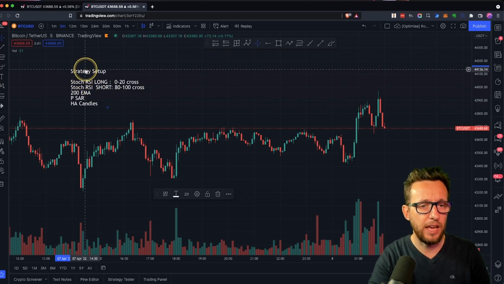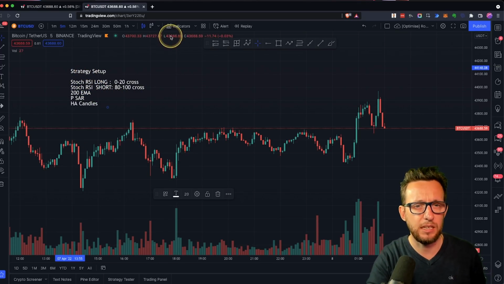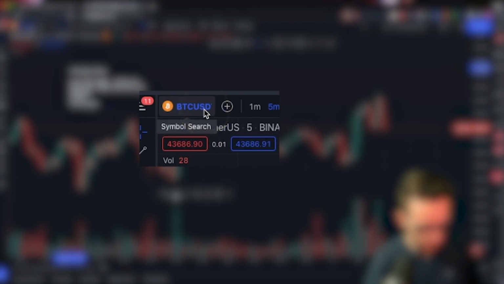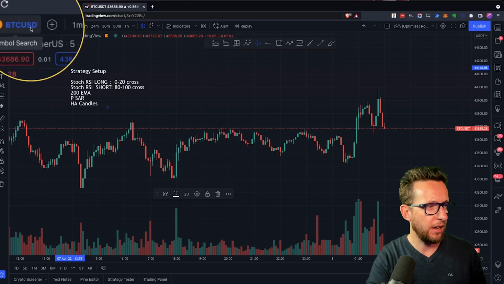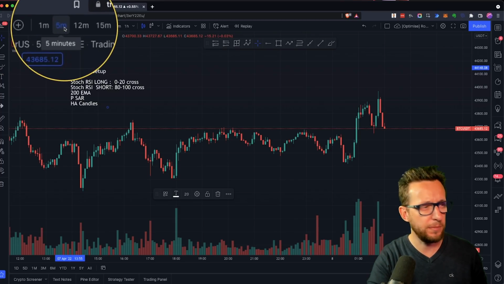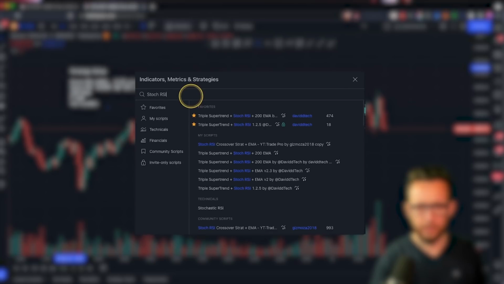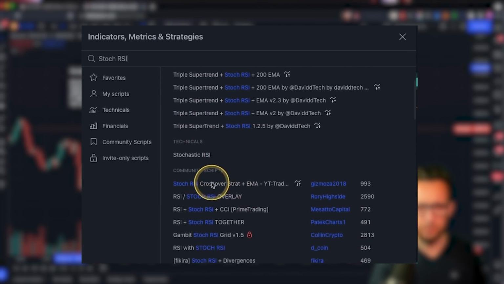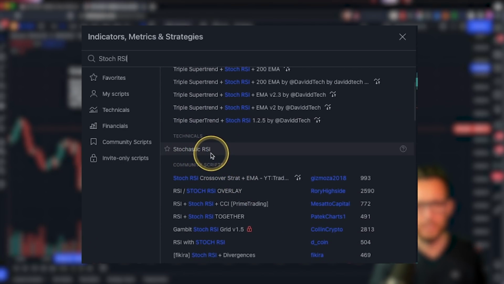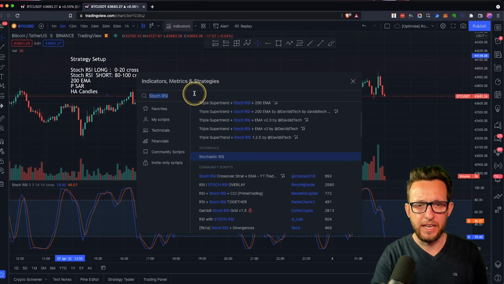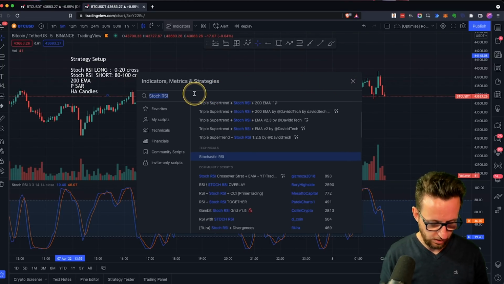Okay, so we have our trading strategy set up. I'm currently on BTC USDT, as you can see up here. I'm going to be on the 5-minute time frame, and we're going to start by adding the Stoch RSI. So to add that, we'll find this one just here. We're looking for the Stoch RSI, which we're going to be adding to our charts, and then we're going to be adding an EMA for our trend direction.